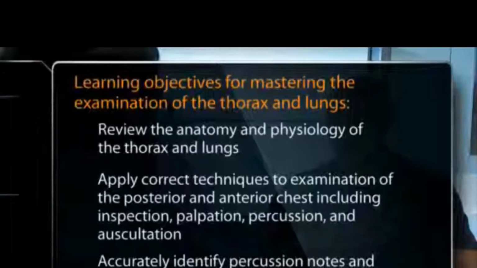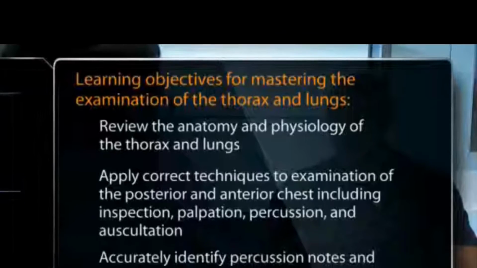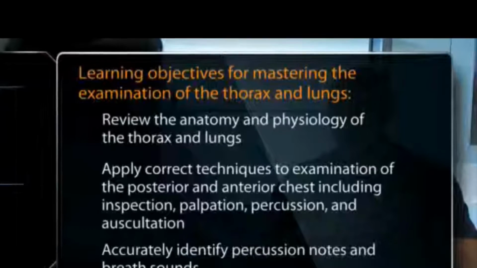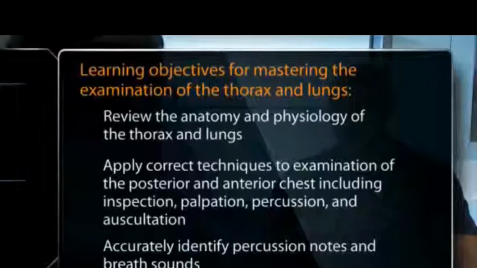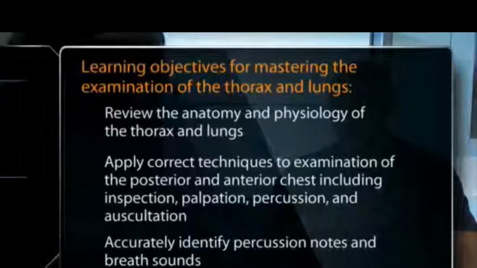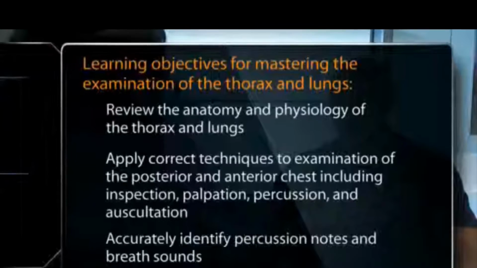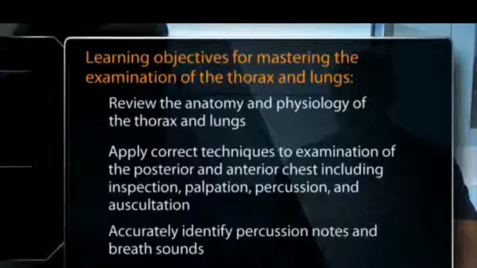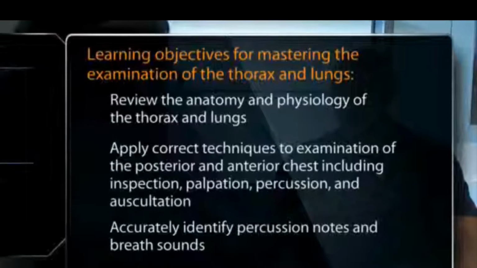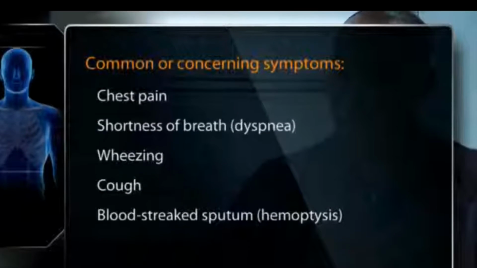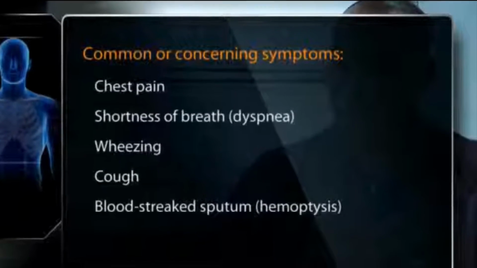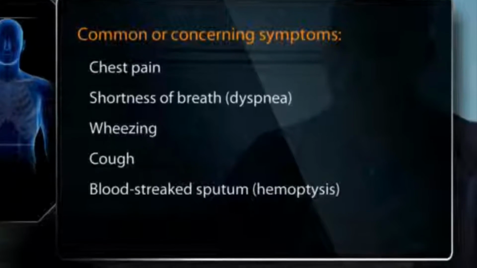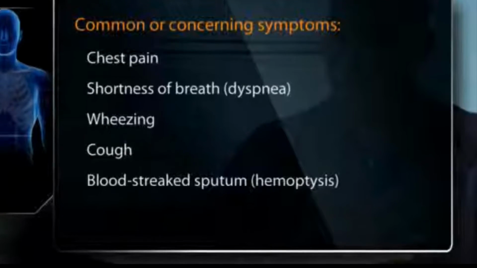Learning objectives for the examination of the thorax and the lungs are to review the anatomy and physiology of the thorax and the lungs. Secondly, to apply proper and correct techniques so that the examination of the posterior and anterior chest, including palpation, percussion, and auscultation, will be correct. Some of the common or concerning symptoms to look for are chest pain, dyspnea or shortness of breath, wheezing, cough, and hemoptysis, that is the presence of blood in the sputum.